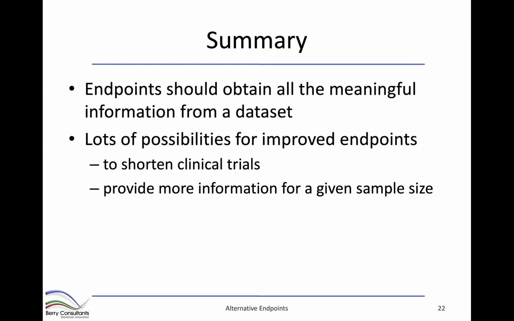The summary here, so on endpoints, we've talked about a number of different possibilities. All of these are based on obtaining meaningful information from a data set. And while we've talked about a set of possibilities, really these are on a case-by-case basis. So we talked about surrogates, we talked about ranked composites, we talked about the possibility of free-day endpoints as an example of that kind of composite, showed an example trial, but there are lots of different kinds of possibilities. And again, the goal of this is to either shorten a clinical trial by getting more information or just to get more information for a given sample size.